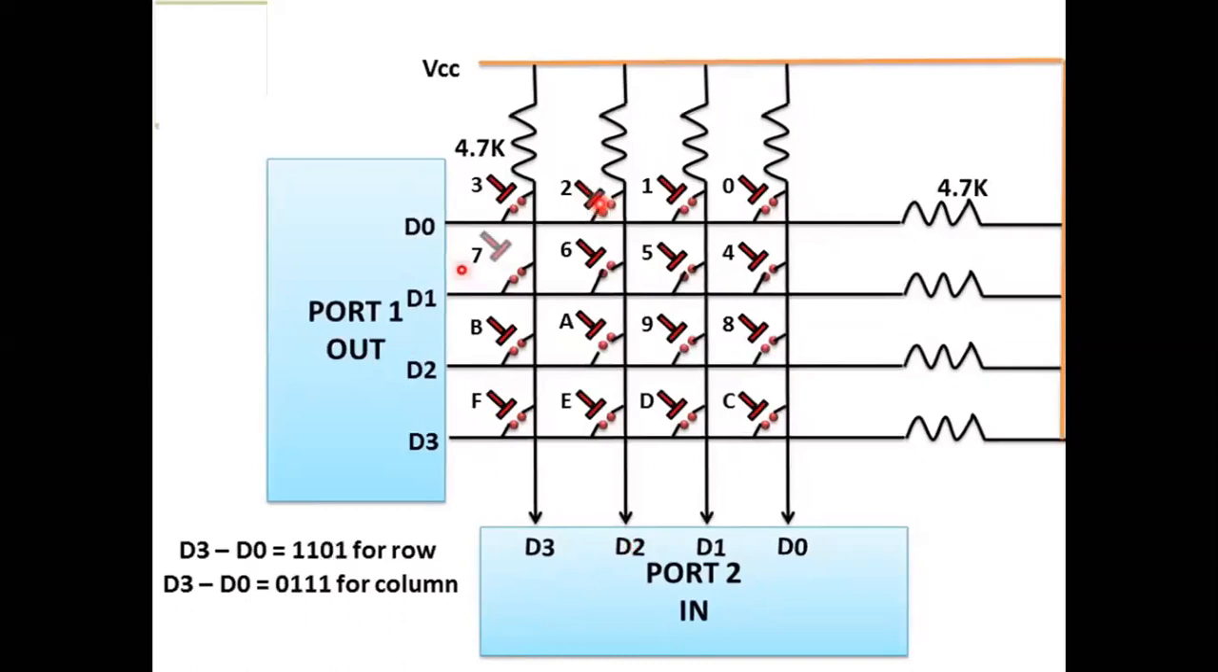You can see one more example here. Row pins D0 to D3 are 1101, and the column is 0111 0. Here D1 is 0, which identifies this row, and D3 is 0, which identifies this column. So which key is pressed? The seventh key is pressed. Like this, the microcontroller will identify the particular key.